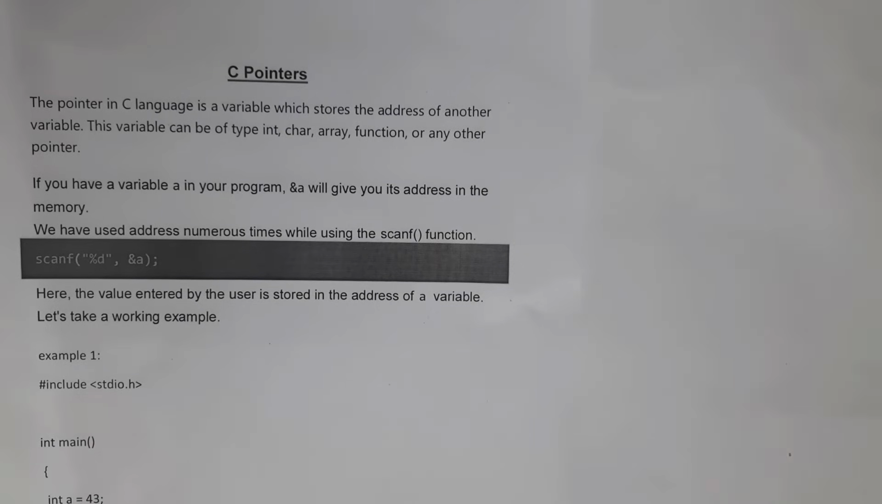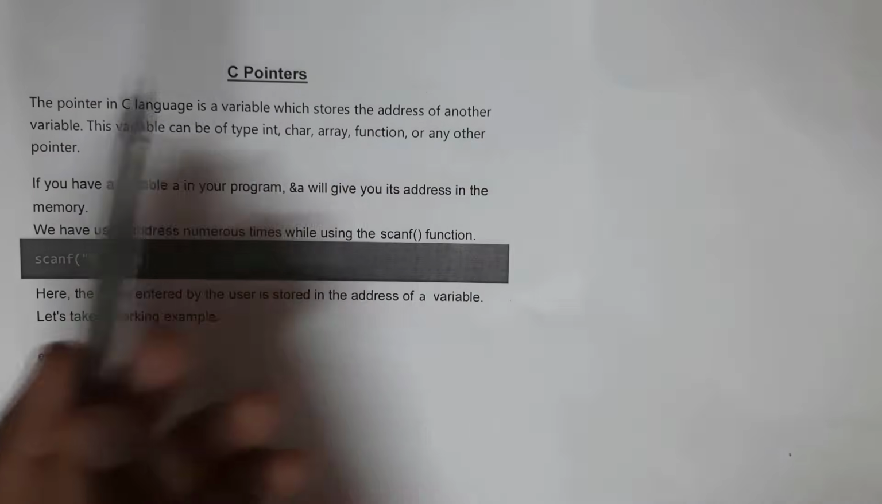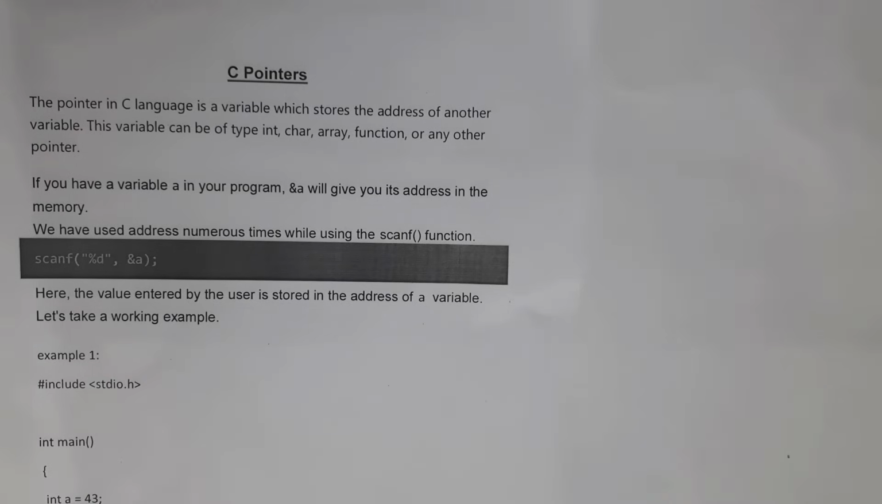Next topic is pointers in C. The pointer in C language is a variable which stores the address of another variable. By using pointers, we can store the address of a variable. The variable can be of any type like integer, character, float, etc. This pointer will store the address of a variable.